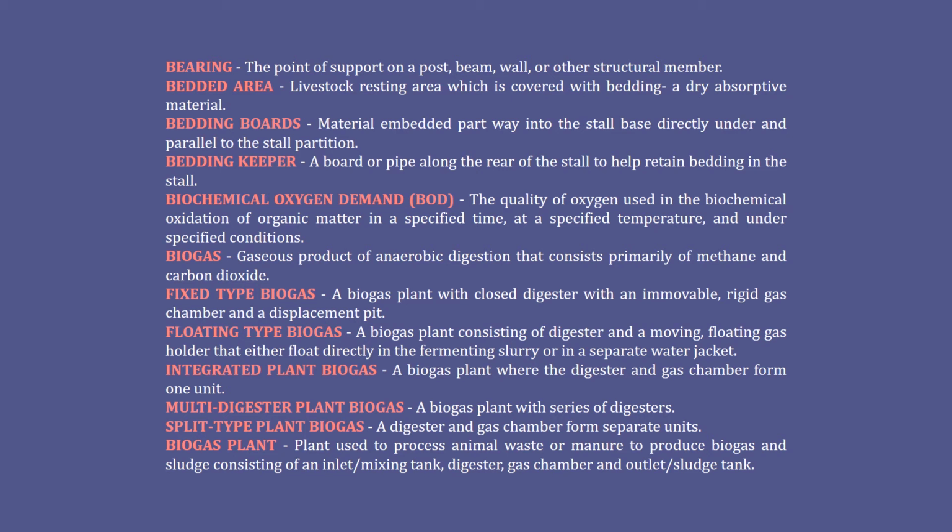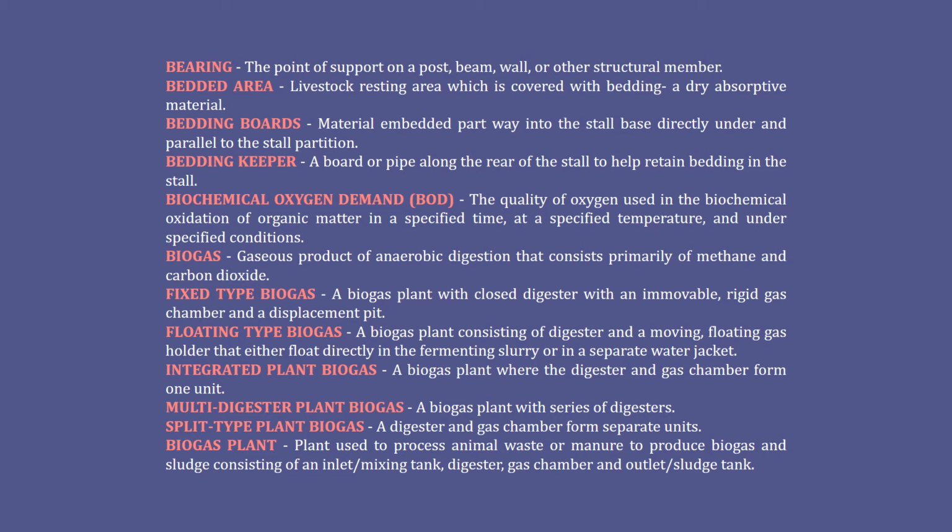Fixed type biogas, a biogas plant with closed digester with an immovable, rigid gas chamber and a displacement pit. Floating type biogas, a biogas plant consisting of digester and a moving, floating gas holder that either floats directly in the fermenting slurry or in a separate water jacket.